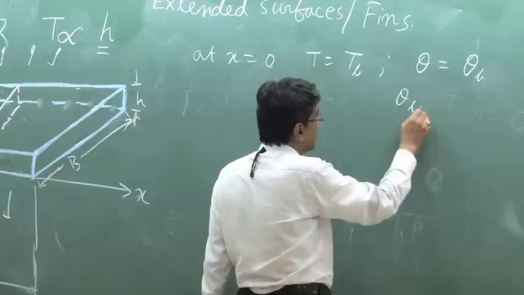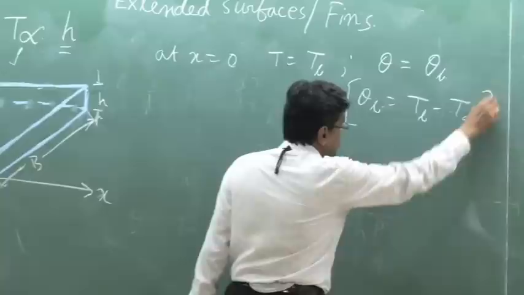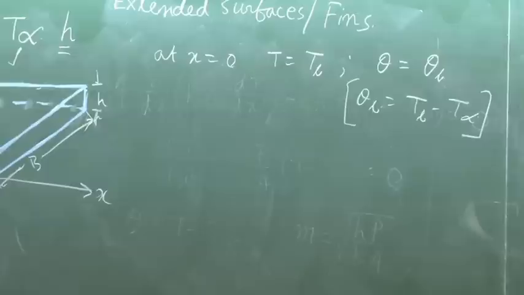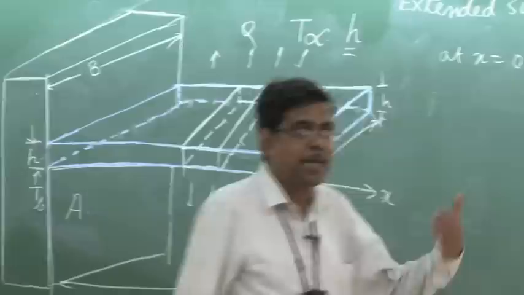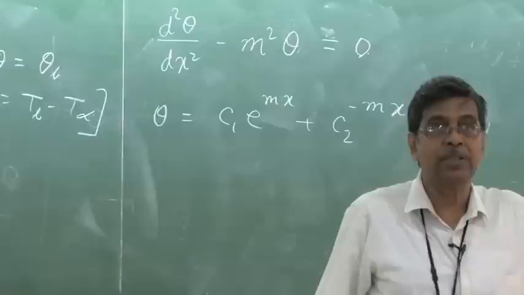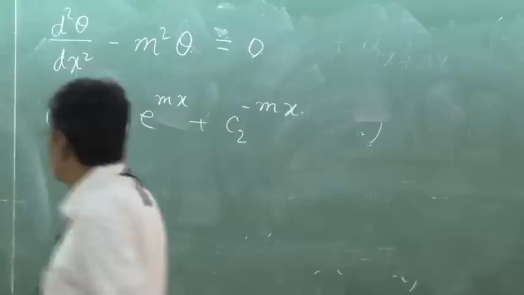Theta B means TB minus T infinity. In terms of theta, it is theta B. What is another boundary condition? You have to search for another boundary condition with respect to x. That means you have to find out what the boundary condition is at x equal to L, if L is the length of the fin. So you have to know whether it is insulated or something else. There are various cases.